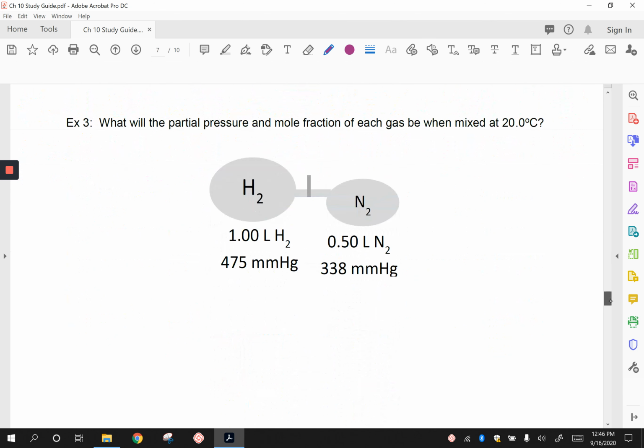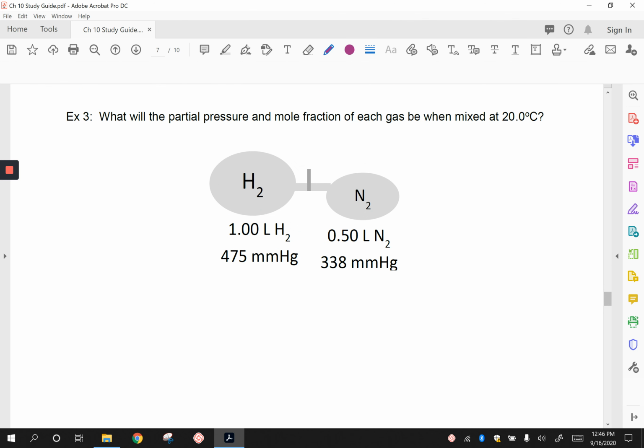All right, let's try one more problem. It's asking me, what will the partial pressure and mole fraction of each gas be when mixed at 20 Celsius? And they show us a diagram. It looks like we have two vessels here that are closed off from each other. In one vessel I have hydrogen gas, and I have a liter of that, and I'm given the partial pressure of it. And in the other side I have nitrogen, and I have half a liter of it at 338 millimeters of mercury. So I have the volume and the pressures for both of them.